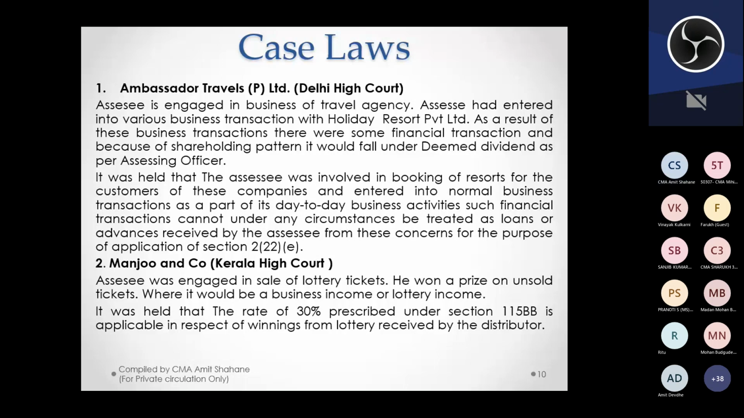that even if this is your business, what is your business? Buying and selling a lottery ticket is your business. So from that, whatever commission that you are getting, that is definitely your business income. But from unsold ticket, if you won a lottery ticket, then that will fall under income from other sources, and which is liable for 30% tax rate. Right?